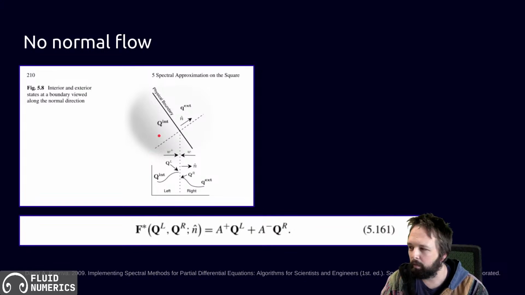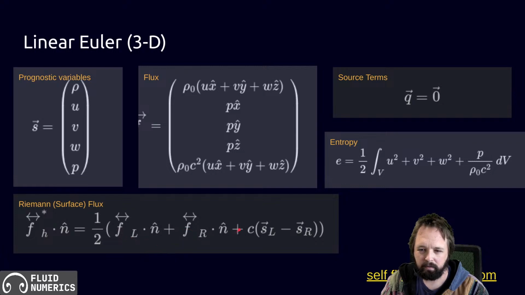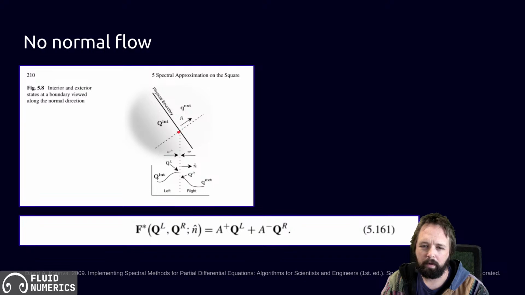Now for no normal flow, because we know that the average of the fluxes ends up contributing inside of here for the actual flux calculation, what we want to do is basically set the normal component for the external state to be the negative of the normal component of the internal state. And then you have some choices to make about how you want to handle what the tangential component of the velocity needs to be.